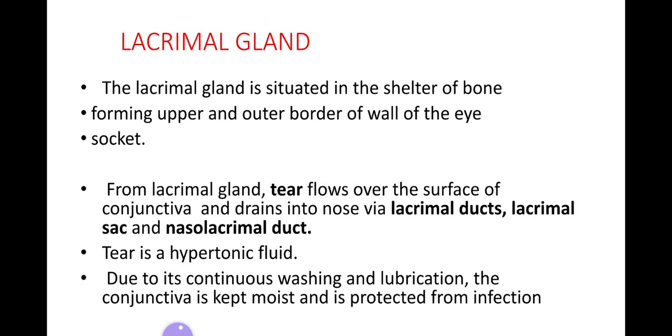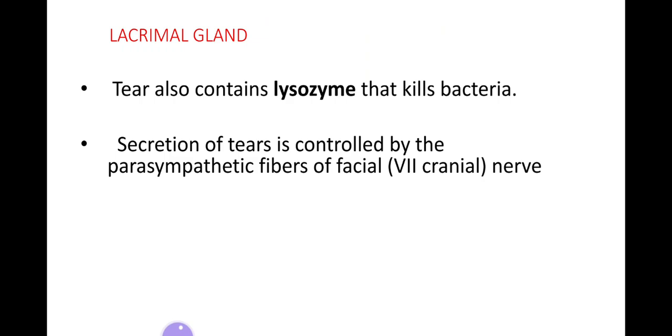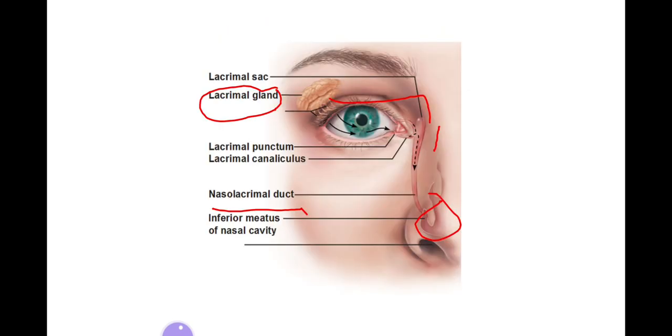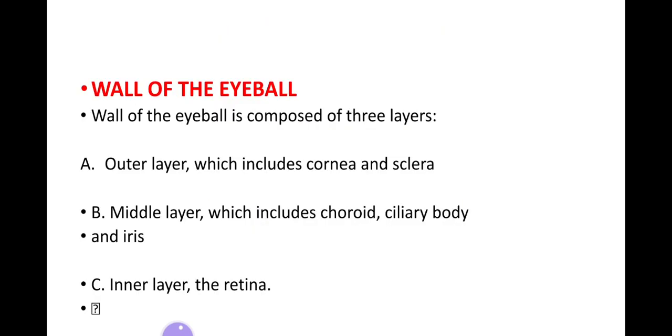Tear is a hypertonic fluid. Due to its continuous washing and lubrication, the conjunctiva is kept moist and is protected from infection. Tear also contains lysozyme that kills the bacteria. Secretion of the tear is controlled by the parasympathetic fibers of the 7th cranial nerve, that is the facial nerve.